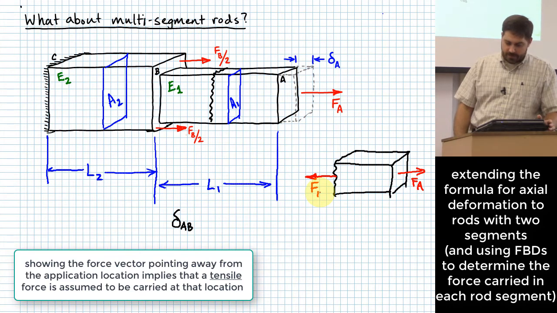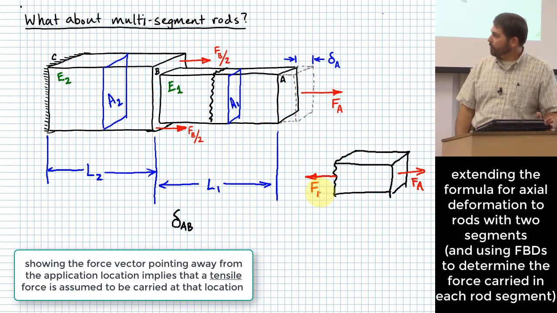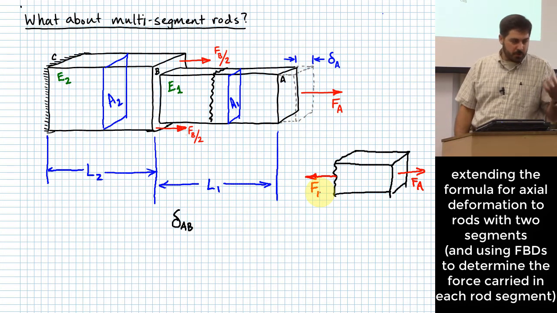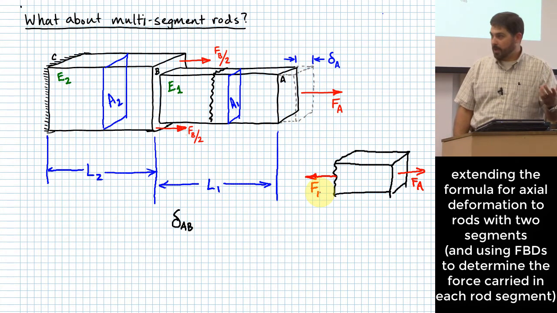Now, I've done this extremely formally here, where I've gone ahead and done a free body diagram with F sub A and F sub 1. And what do you do with a free body diagram? You write equilibrium equations, right? The only direction that really has any interest to us is horizontal. So if you sum forces in the horizontal direction, what do you find?